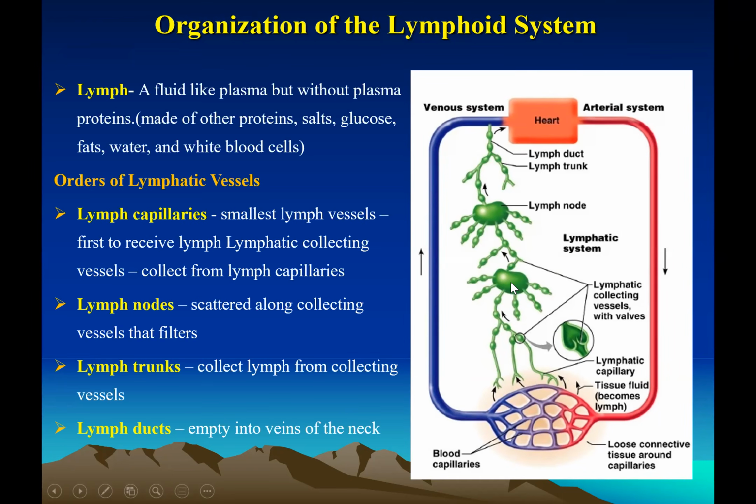The chemistry of lymph is very much like plasma, but it's missing some of the large plasma proteins. But it does have other proteins, salts, glucose, fats, water, and white blood cells. Lymph capillaries are the smallest. They will encounter a node where they will be filtered. The larger ones are called trunks, and then all the trunks run together to form the lymphatic duct.